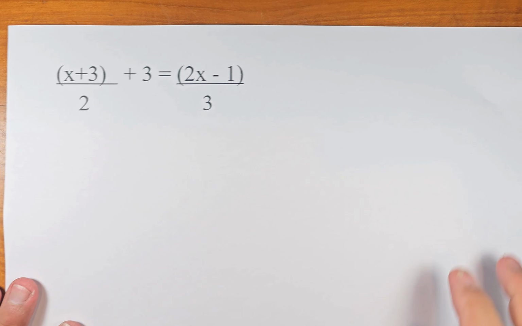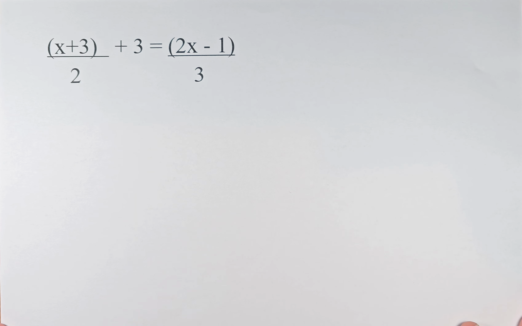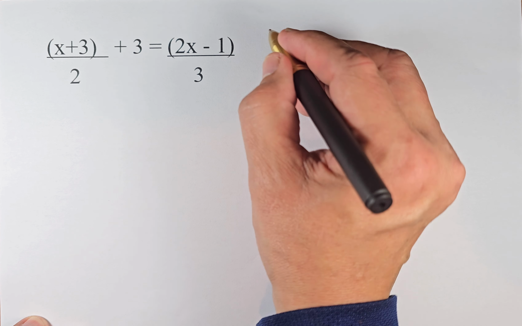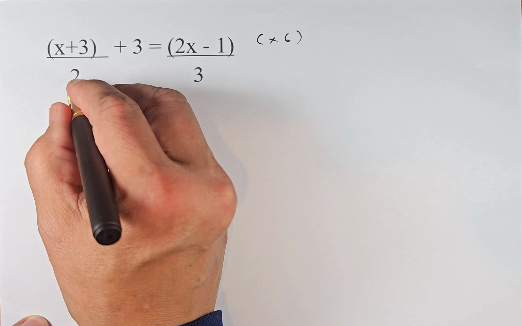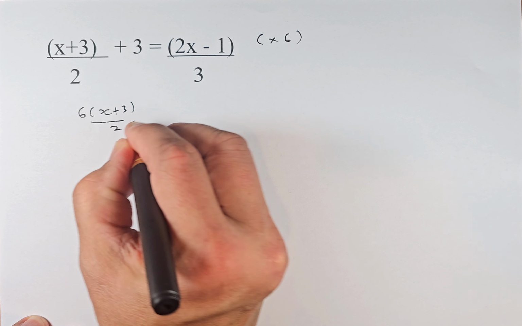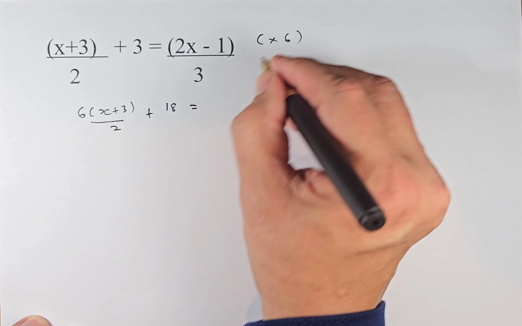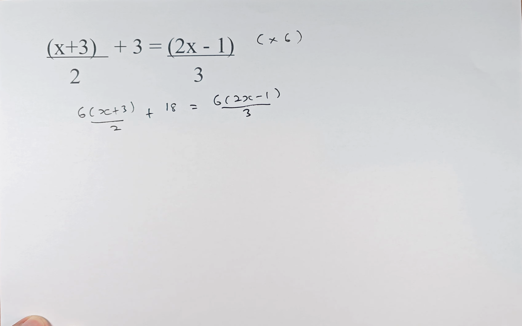Question 3 sounds like this. Question 3 is going to be a little bit different, but it is still doable. When you have a fraction like this, we're going to get rid of the fractions. We're going to multiply every one of them by 6. When you multiply by 6, this will be 6 divided by 2, so we write it down: 6 times x plus 3 over 2, plus 6 times 3 is 18, equals 6 times 2x minus 1 over 3. That's what we did so far.